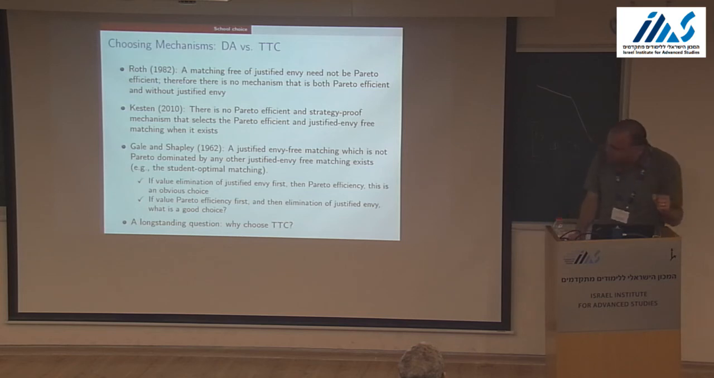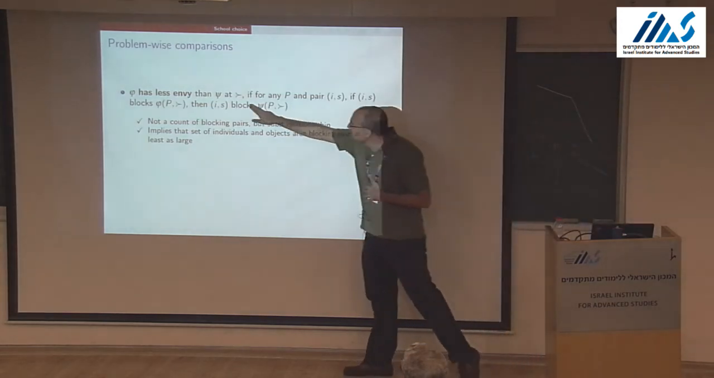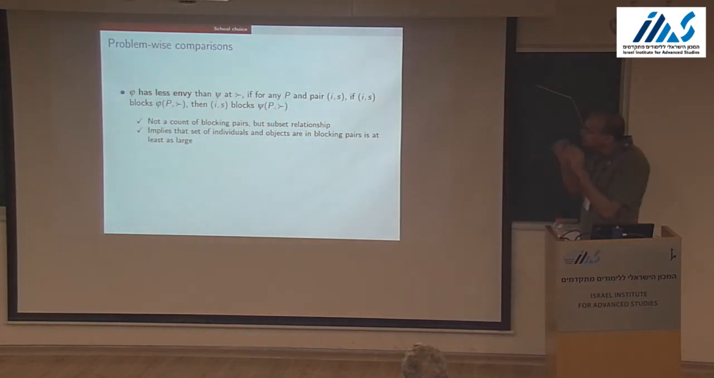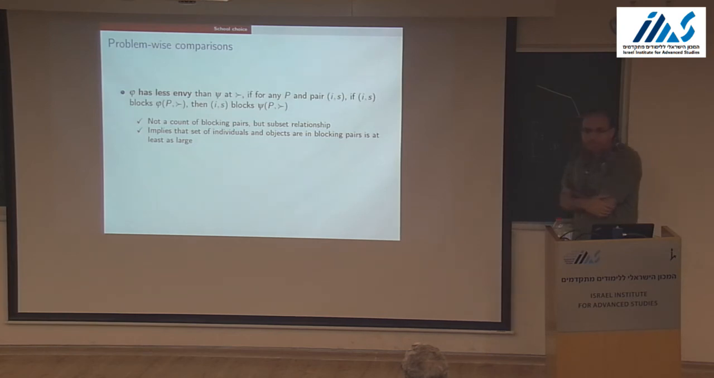So what I want to tell you about very briefly is work trying to give a formal basis for top trading cycles. And to do that, I'm going to introduce this idea of a problem-wise comparison as follows. So suppose I have two mechanisms, psi and phi. I will say that phi has less envy than psi for a given set of priorities, if for any set of preferences P and student school pair (i, s), if student school pair (i, s) blocks mechanism phi, then student school pair (i, s) blocks mechanism psi.